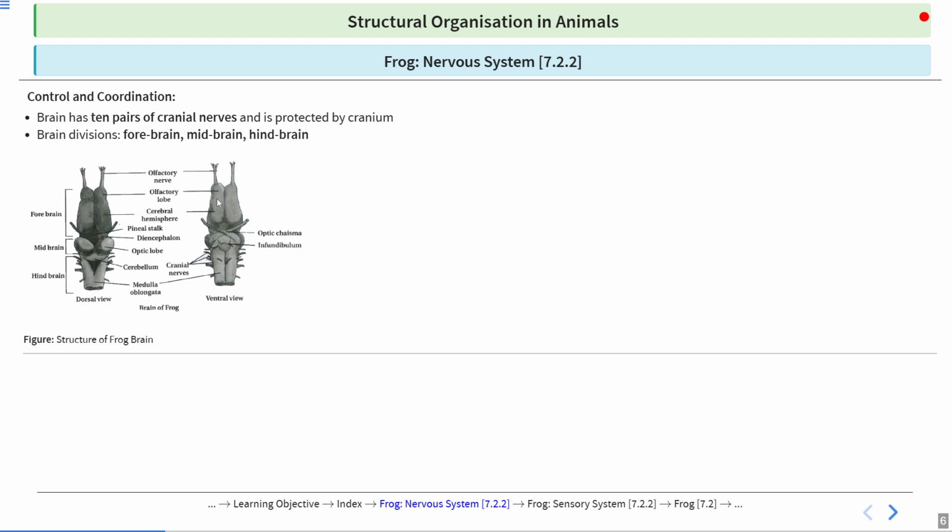Coming to the downward part of the forebrain, the major part is the cerebral hemisphere, and you can see that it is divided into two regions, right? There is a suture in between the cerebral hemispheres, so two lobes are there. You can see there is an optic chiasma. You can see the cross-like structure. This cross-like structure is called chiasma, right? Optic chiasma is related to the optic part of the brain, that is related to the vision.